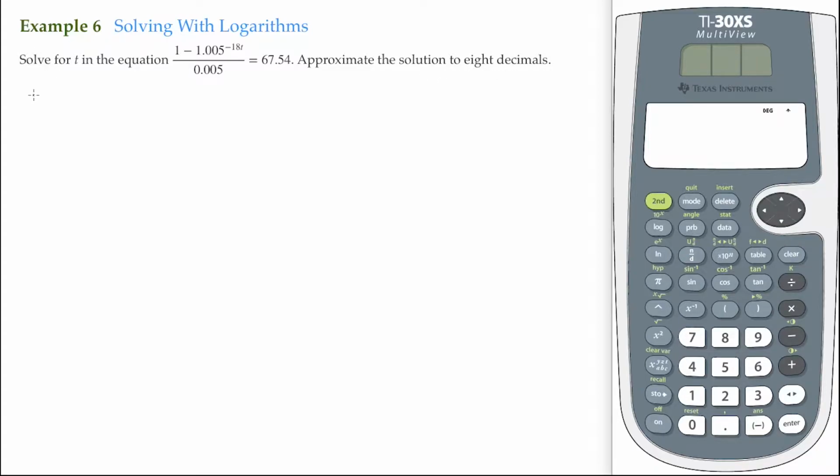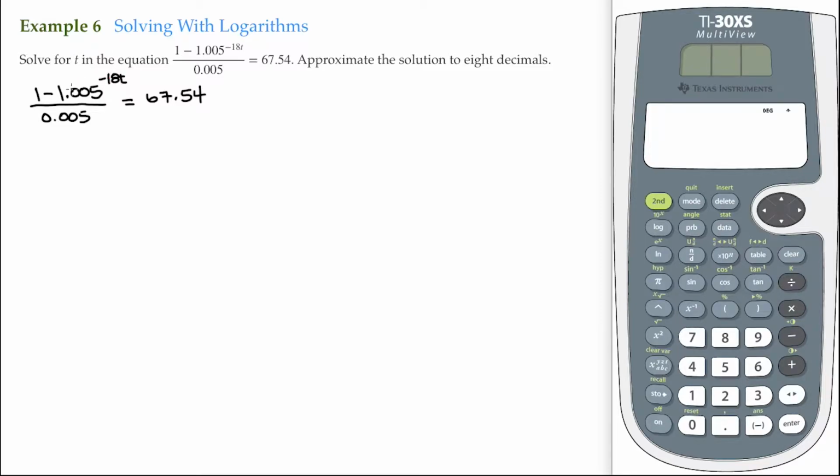So we have 1 minus 1.005, and that's raised to the negative 18t power. That's then divided by 0.005. That's all equal to 67.54. Now, in order to solve for our variable here, we first want to get the term with the variable all by itself. We want to isolate the variable first.